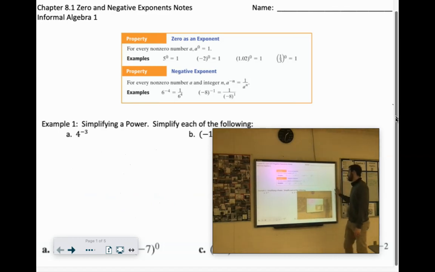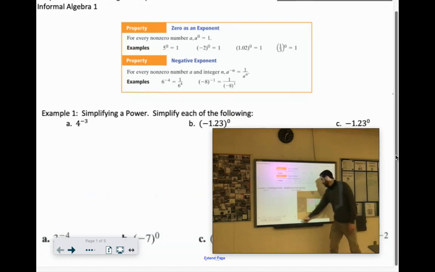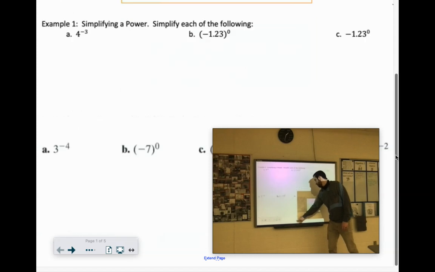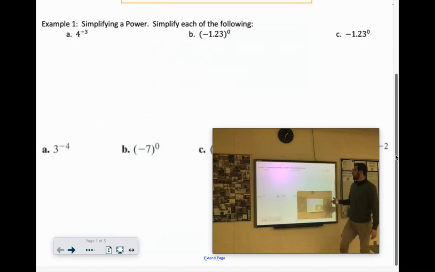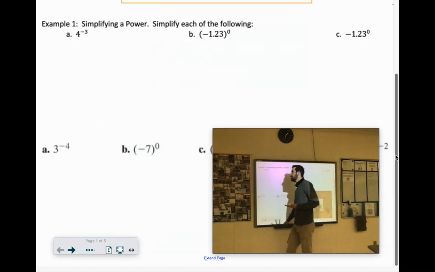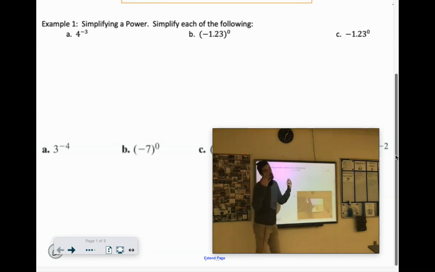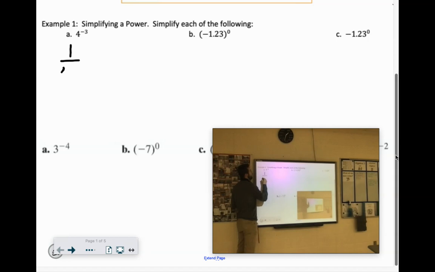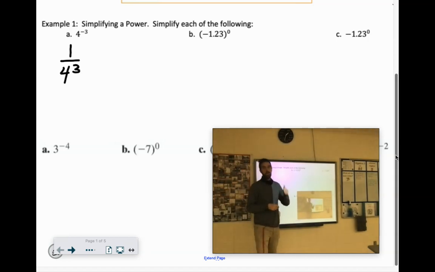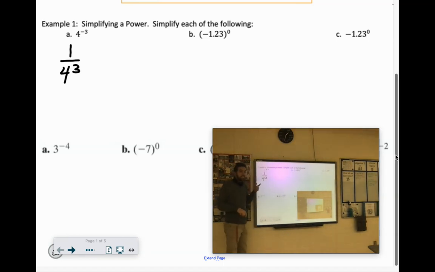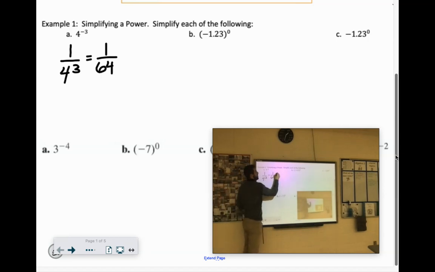All right, let's try some stuff out. 4 to the -3rd power. As I just said, you're not allowed to have negative exponents. So the way you make it positive is to put it under a 1. 1/4 to the 3rd power. Now, 4 to the 3rd means 4 times 4 times 4. I know 4 squared is 16, and 16 times 4 is 64. So that would be our final answer, 1/64.